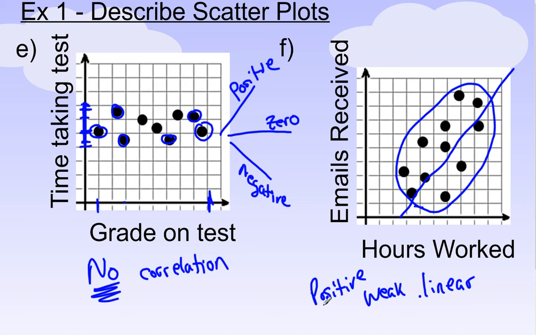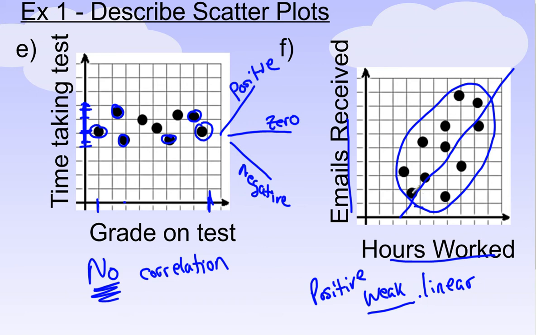Because it's positive, that means the bigger this variable gets, the bigger that variable gets. So the more hours you work, the more emails you're getting. That makes sense. It's weak. The weakness or strongness of the variable shows how true this is for everybody.